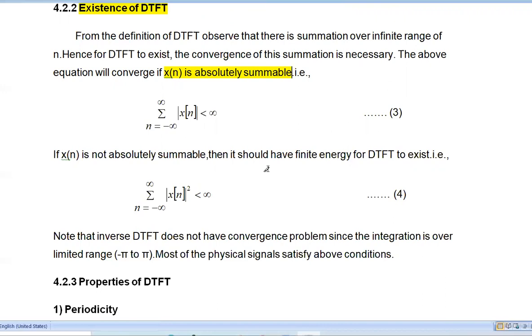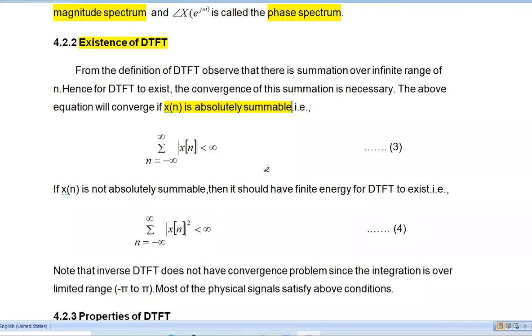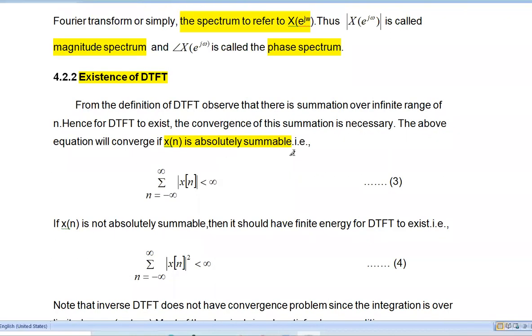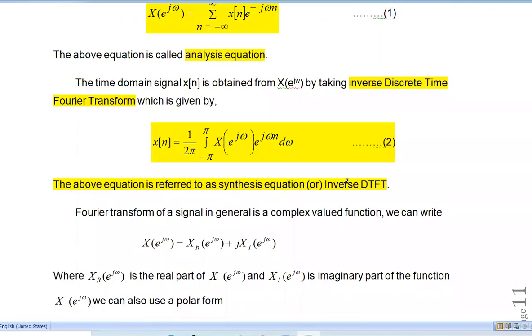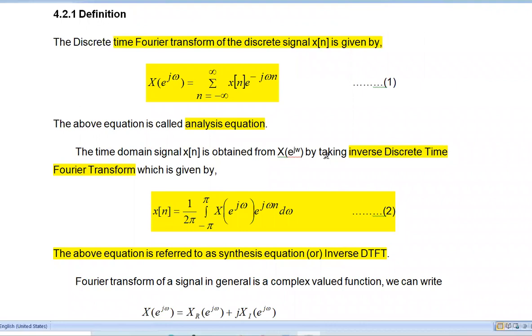In the next video, we are going to solve the DTFT for standard signals, such as the unit impulse signal, unit step, ramp signal, rectangular pulse, and so on. For those signals, we are going to find the Fourier transform answer. In that, you just understand the DTFT formula and the inverse DTFT formula. The DTFT formula is called the analysis equation, and the inverse DTFT formula is called the synthesis equation.